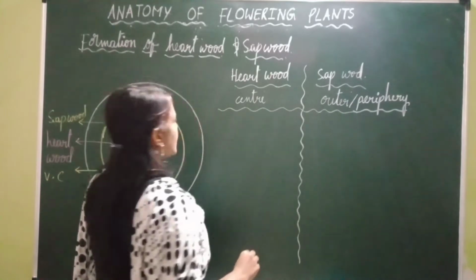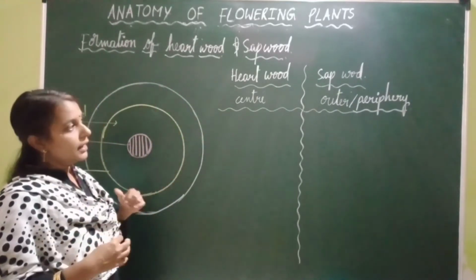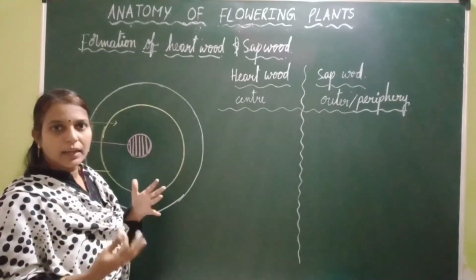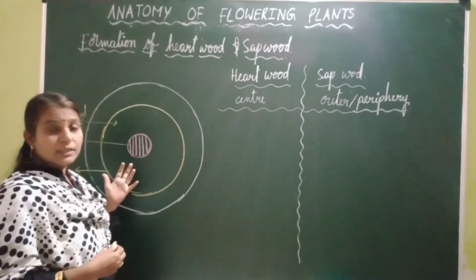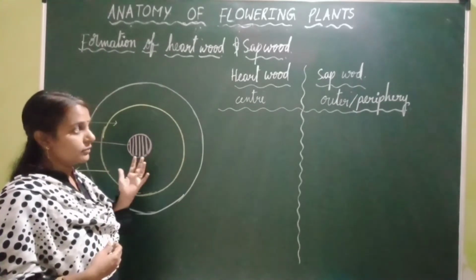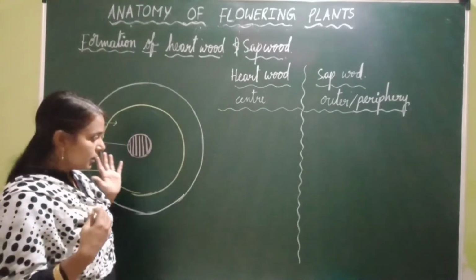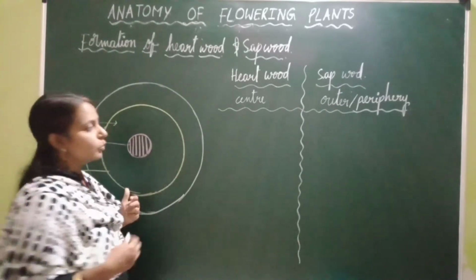Now this heartwood is very hard, it becomes very hard in weight, whereas sapwood is light in weight. And before discussing why heartwood is hard and why sapwood is light, I'll be explaining two more points.